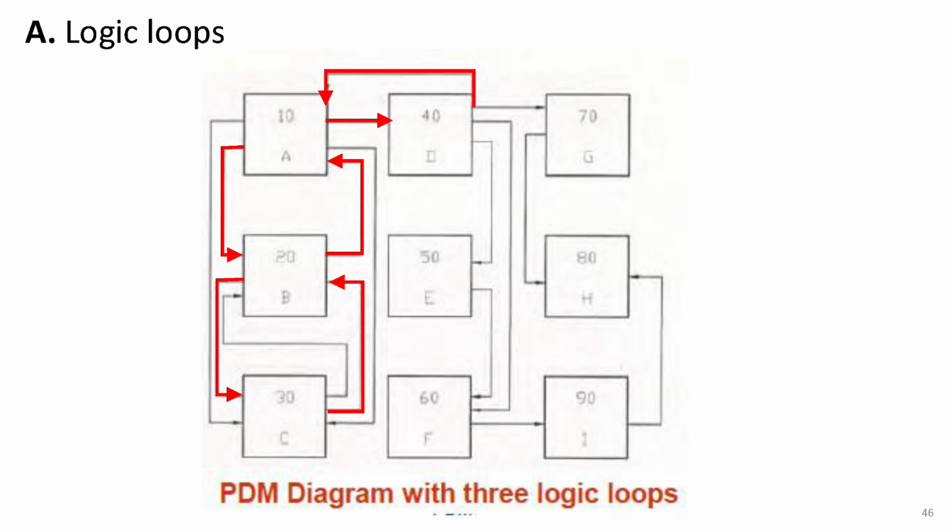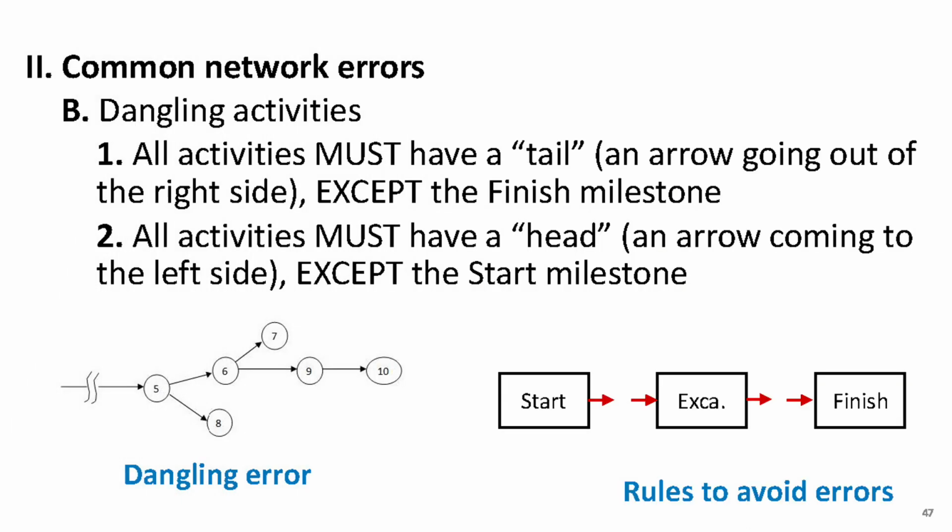So, what should you do if you find a loop in your network? A loop appears because of incorrect logic. If you discover one, you must carefully review the logic involved and identify the incorrect dependency that needs to be removed. Another common type of error is dangling activities.